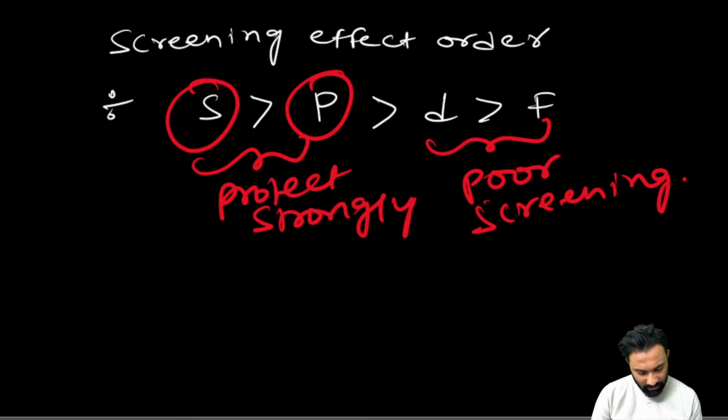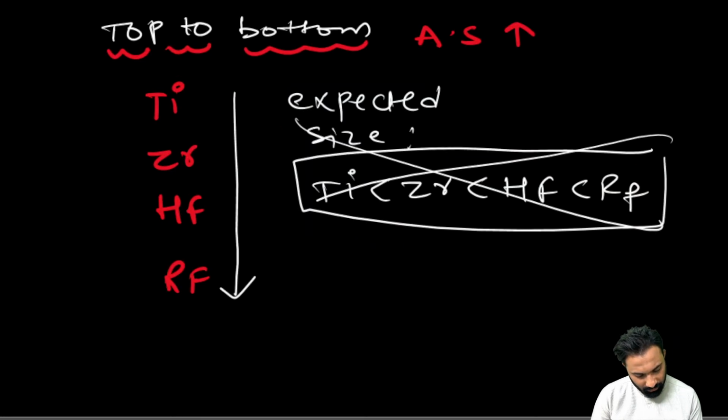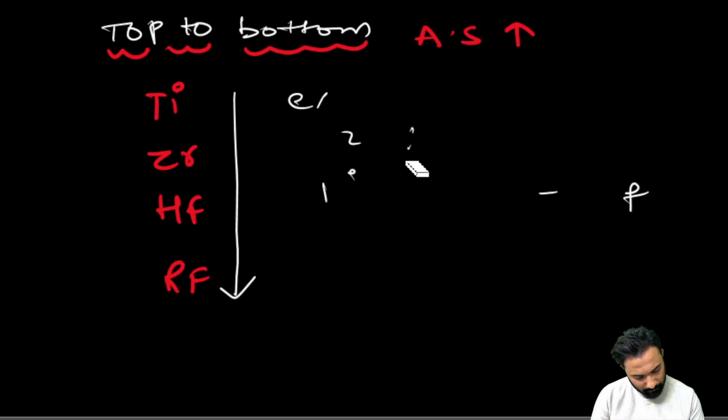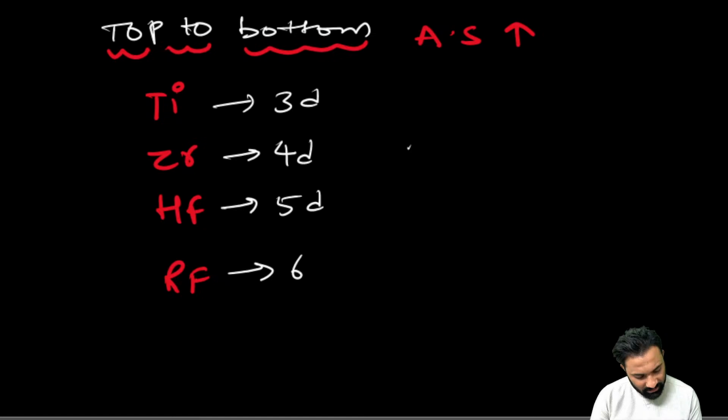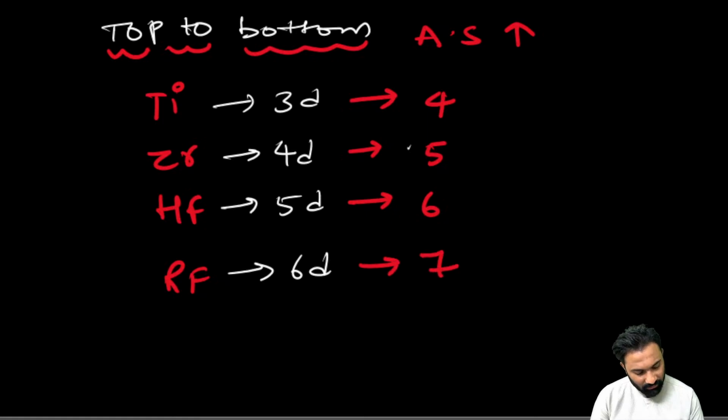Okay, right. Now, due to that, what happens? This is the 3d series, this is the 4d series, this is the 5d series, and this is the 6d series. The 3d series starts from which period? The fourth period. This one will start from the fifth period, this from the sixth period, and this from the seventh period.